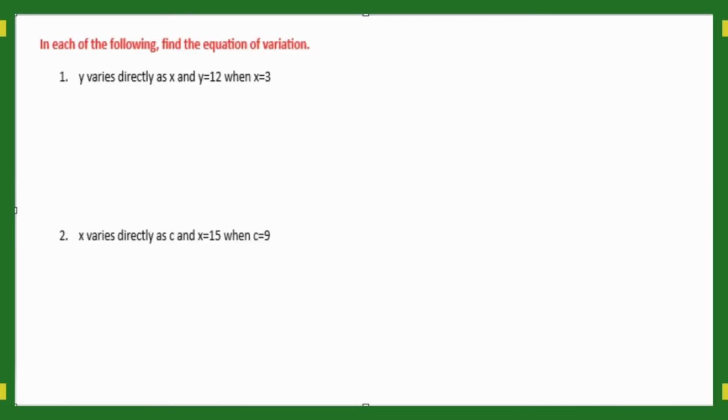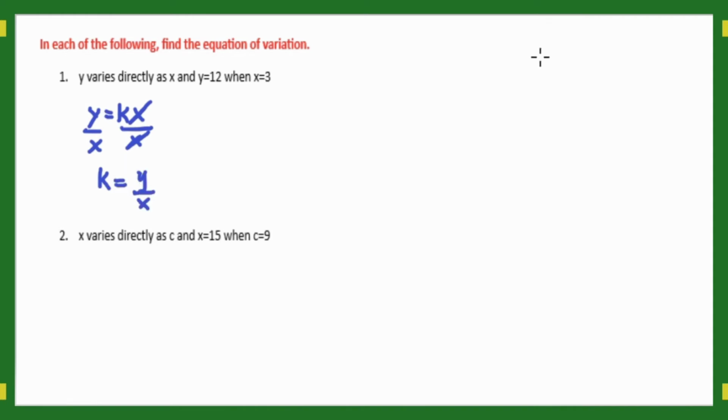Let's have the next example. In each of the following, find the equation of variation. Y varies directly as x. So we will write y is equal to, it varies directly as x. So kx. Kapag ganito siya, you have to find first the value of k. So we will divide this by x. X divided by x is equal to 1. So that's 1k. It's equal to y over x.